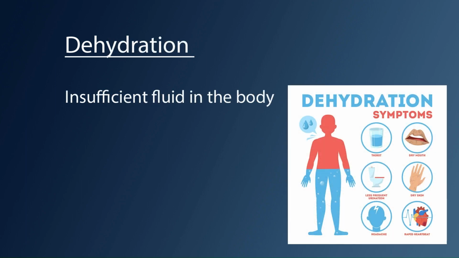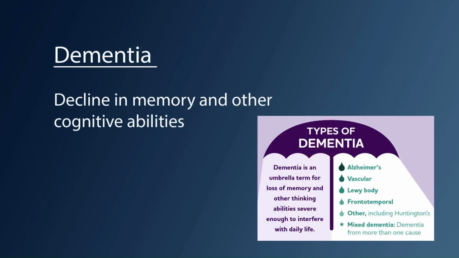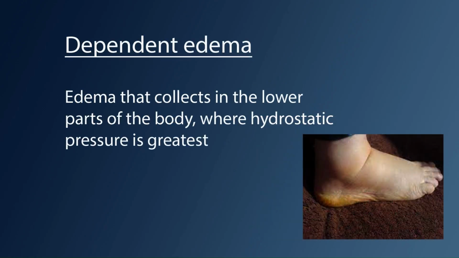Dehydration. Insufficient fluid in the body. Dementia. Decline in memory and other cognitive abilities. Dependent edema. Edema that collects in the lower parts of the body, where hydrostatic pressure is greatest.